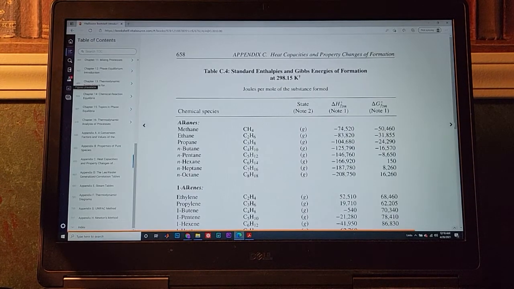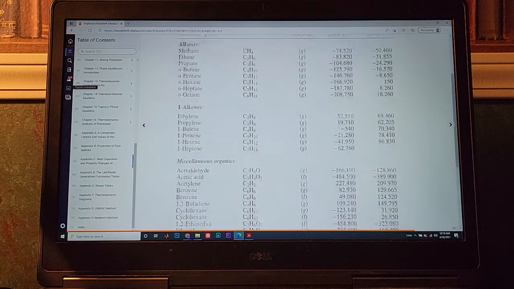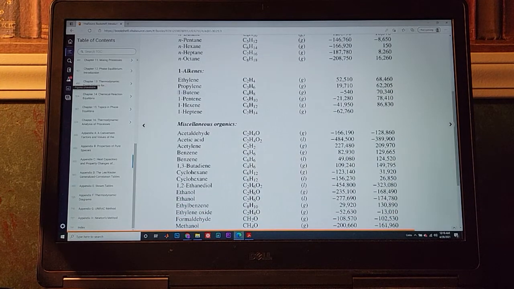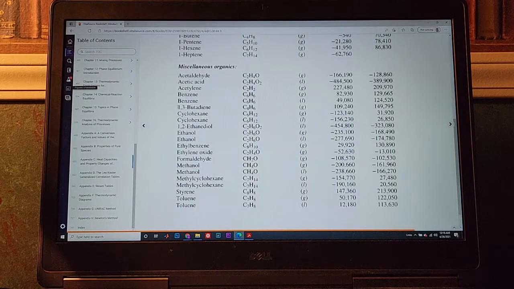So really quick, I have table C4 pulled up. Standard enthalpies and Gibbs energies of formation at 298.15 K. We can see that 1-butene is located over here. And then we have 1,3-butadiene located here.